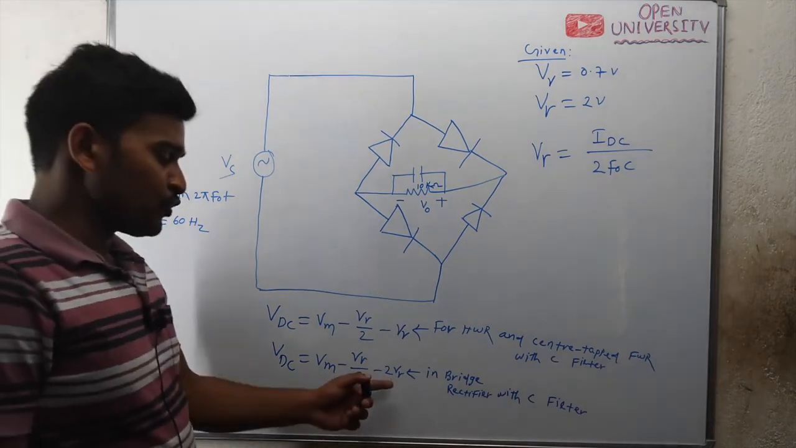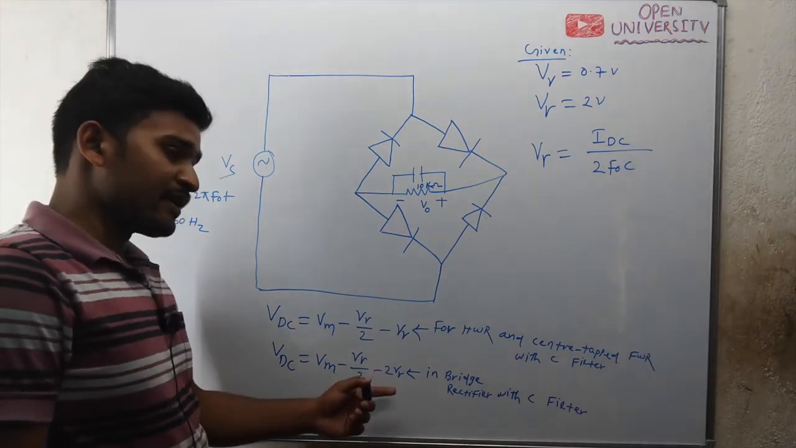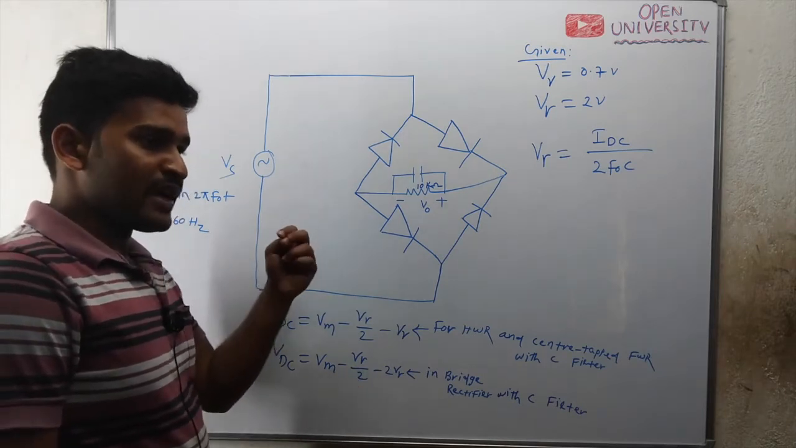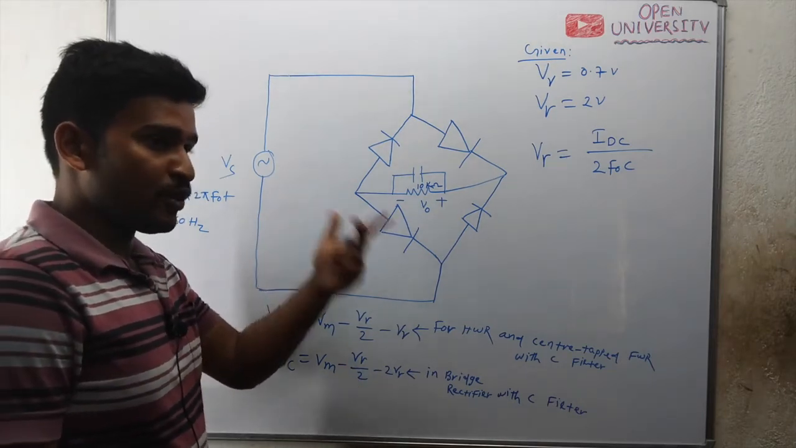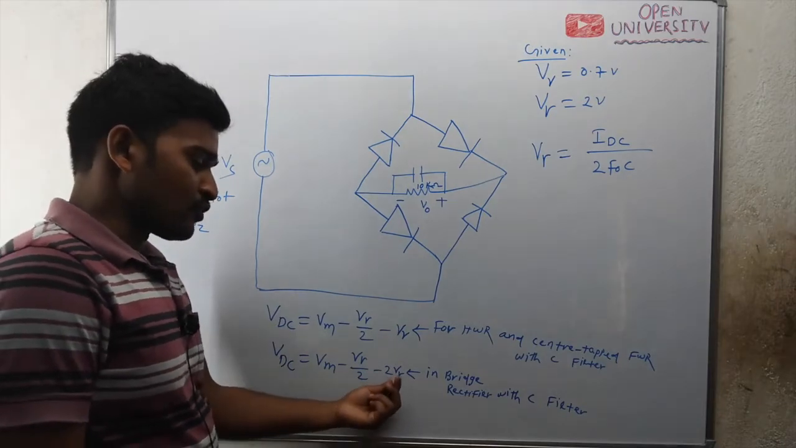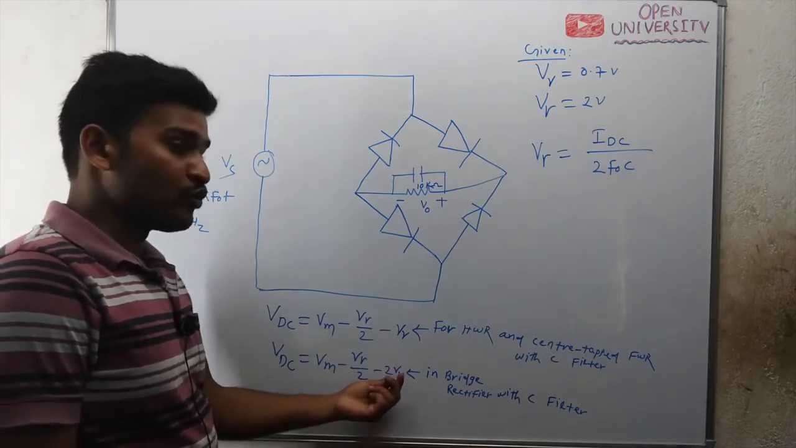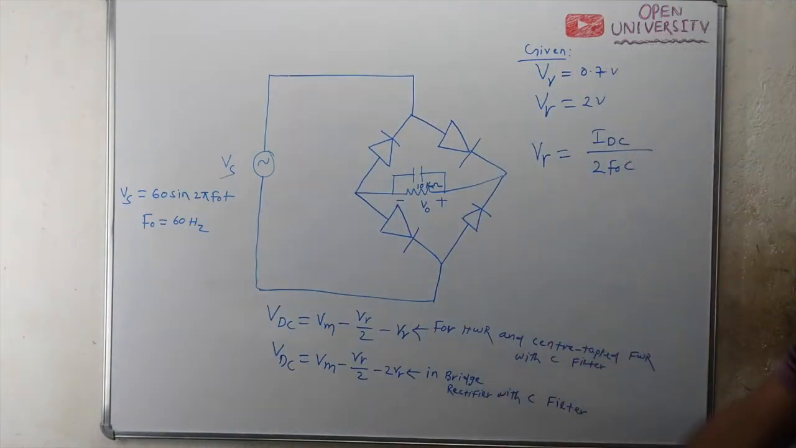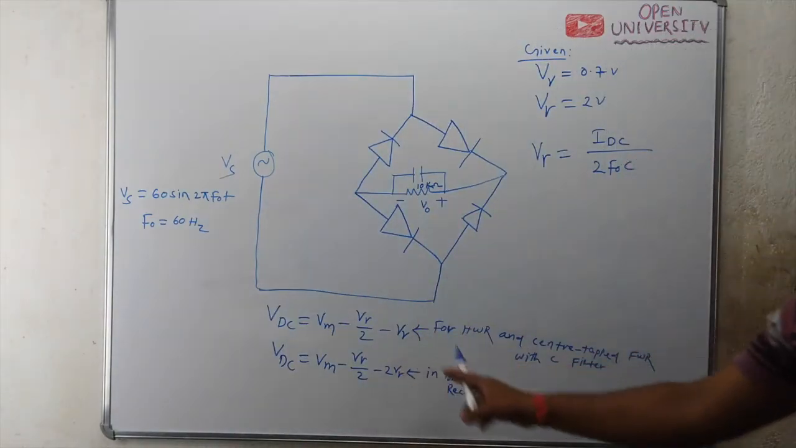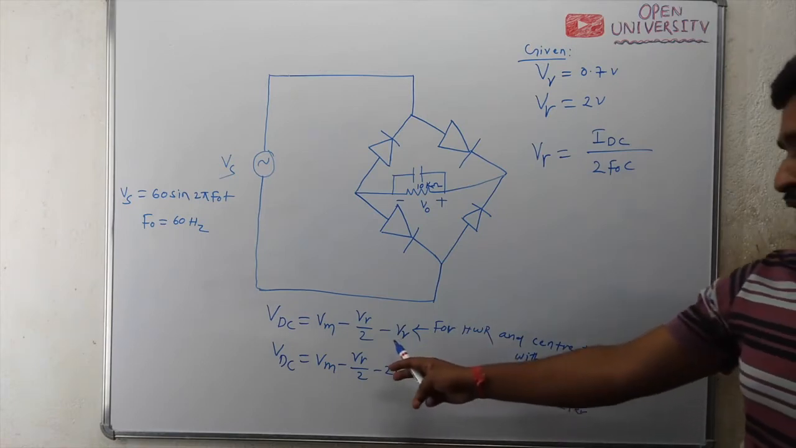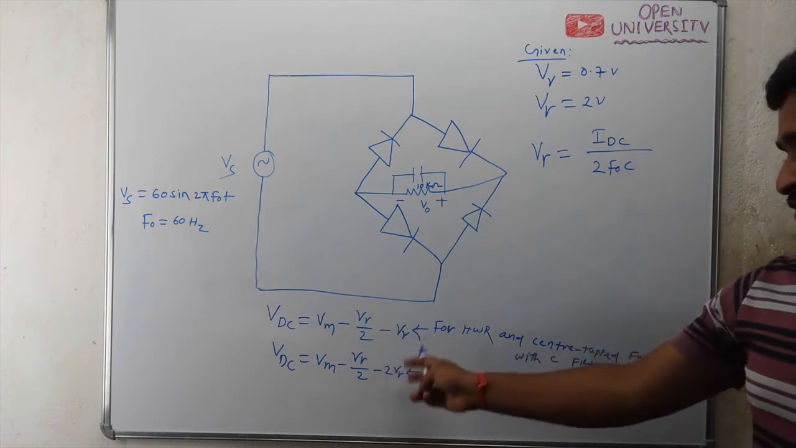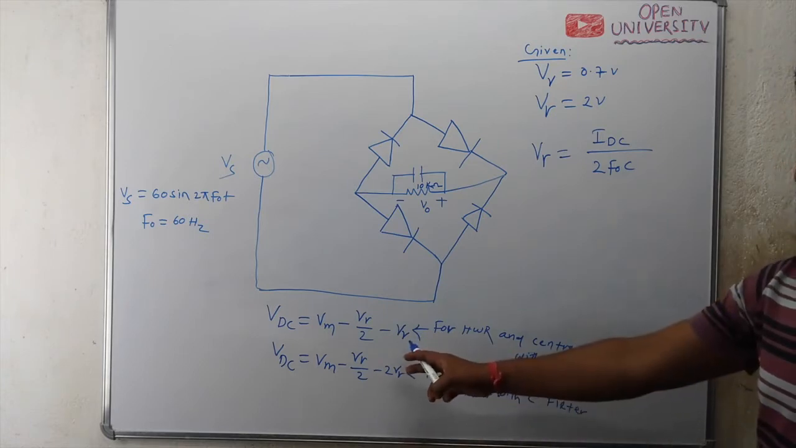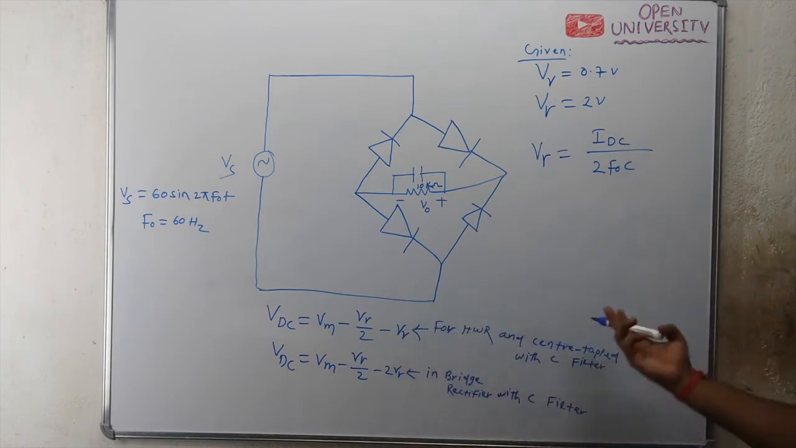Why is it 2 V gamma in case of bridge rectifier? Because at a time 2 diodes will become forward biased, so the voltage across both the diodes will be 2 V gamma. So the DC voltage is minus 2 V gamma. But in case of half wave rectifier, only one diode will be activated, so the cut-in voltage will be V gamma. This formula is also for center tap full wave rectifier.